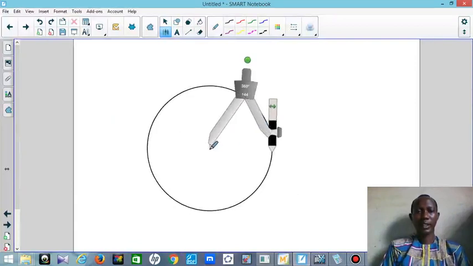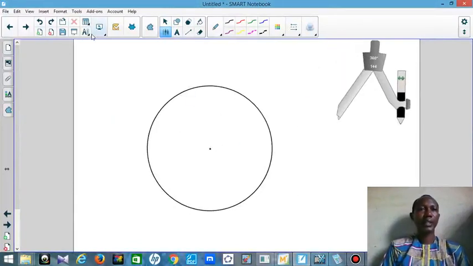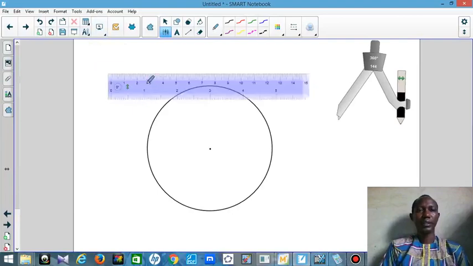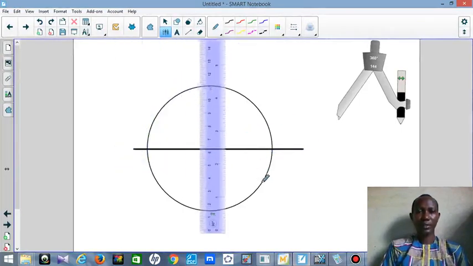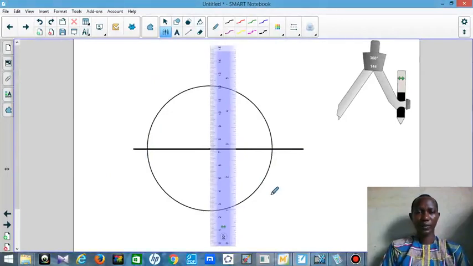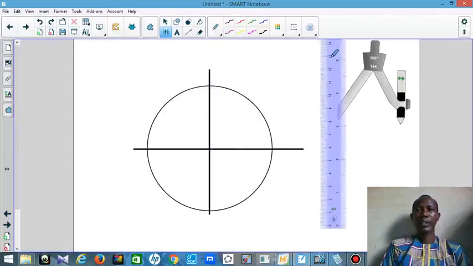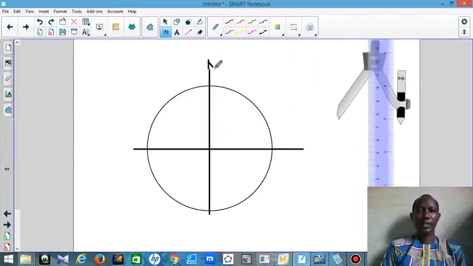Get your circle, don't forget to get the center, then get your ruler. Join your west and east line, then join your north and south line. When you have done this, don't forget to label north, south, east and west.